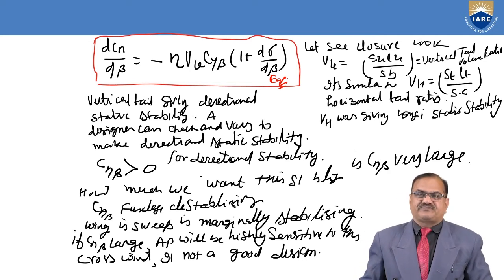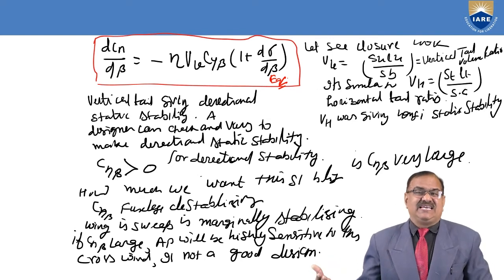Okay, so for the second parameter, we can see that wing sweep is marginally stabilizing.